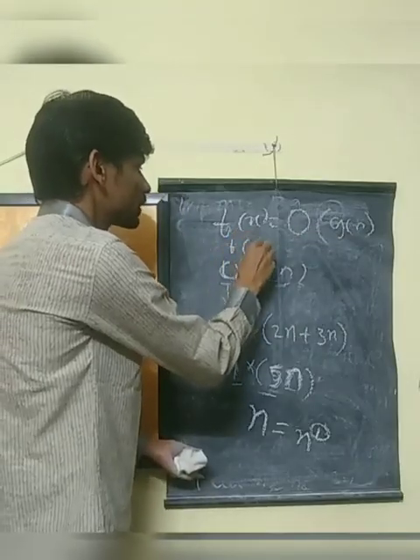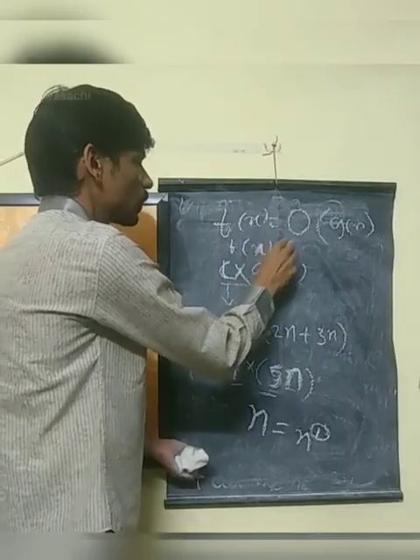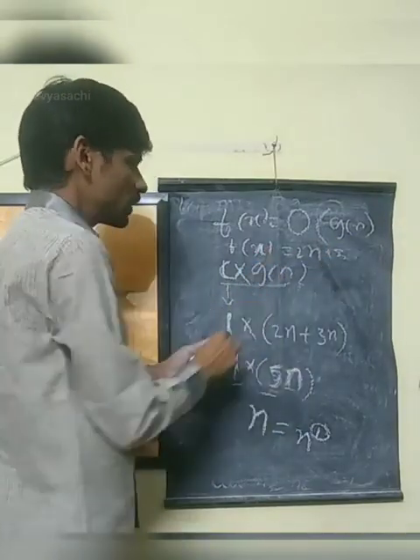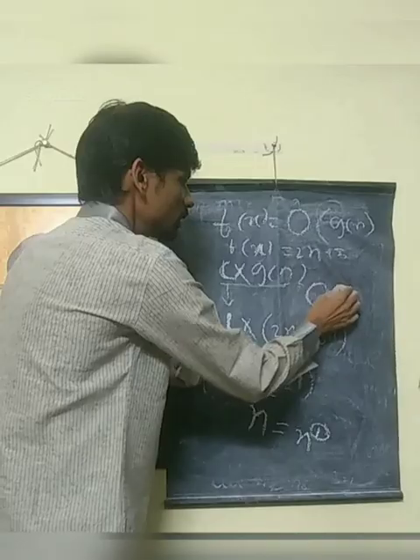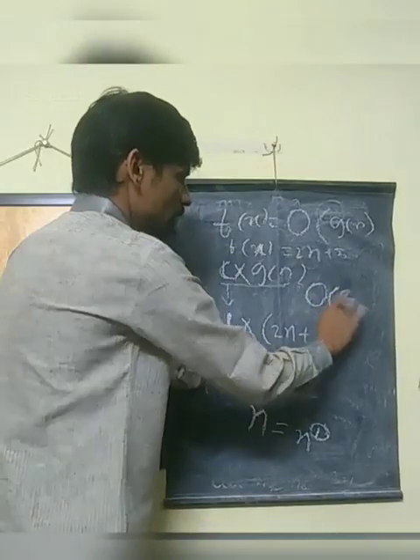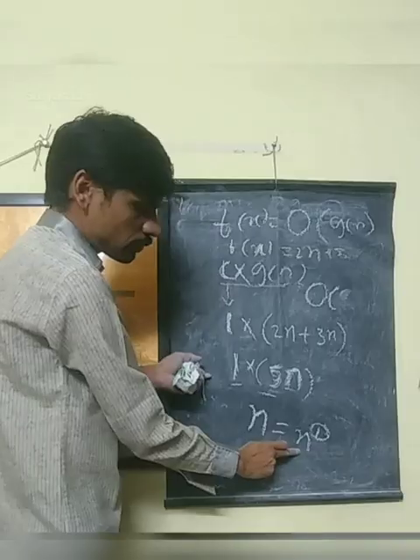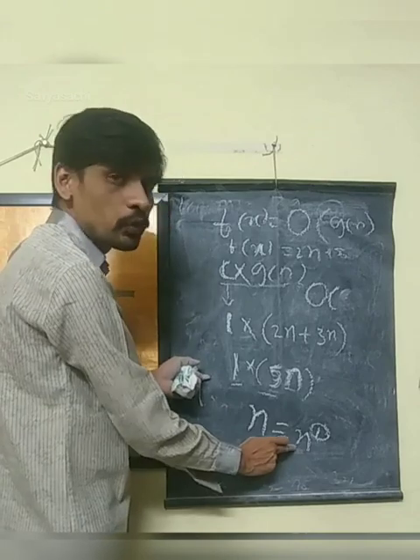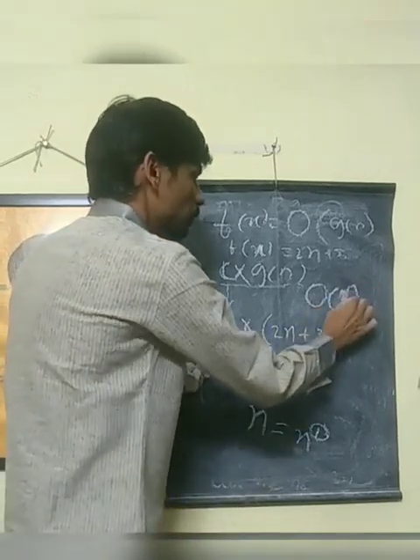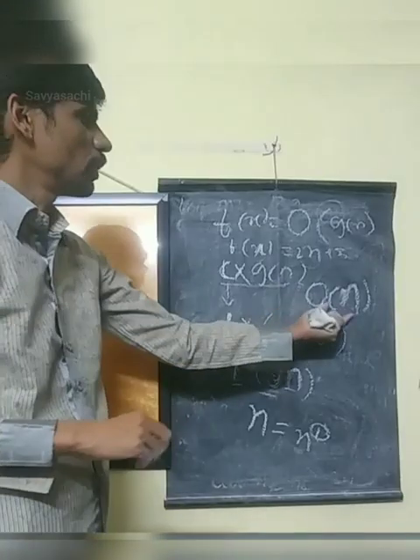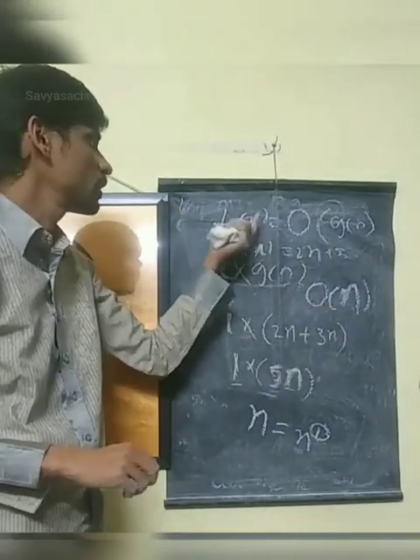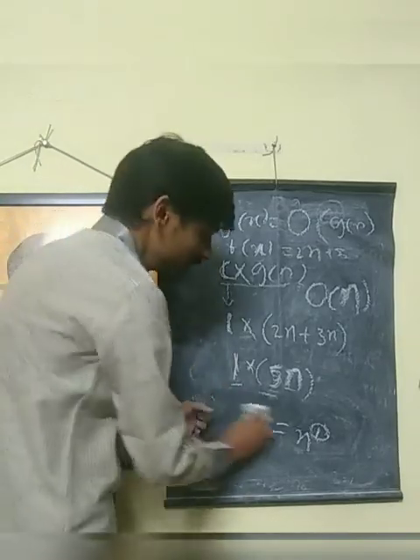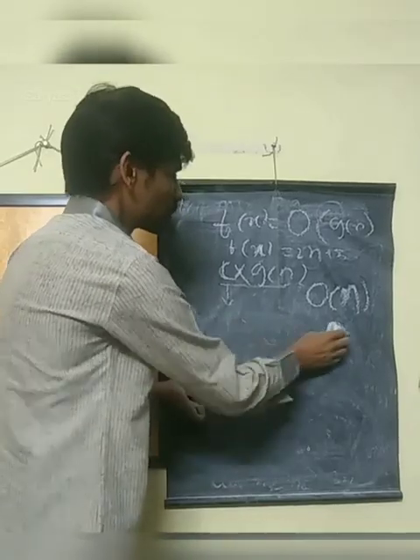My f of x is 2n plus 3. For this f of x, what is my g of n in big O of g of n? I can write g of n as: the highest degree is 1, so I will eliminate these constants and keep only my n here. So this is O of n, big O of n for this f of x function. I hope everyone understands, right? This is very interesting. I know you people will enjoy this.